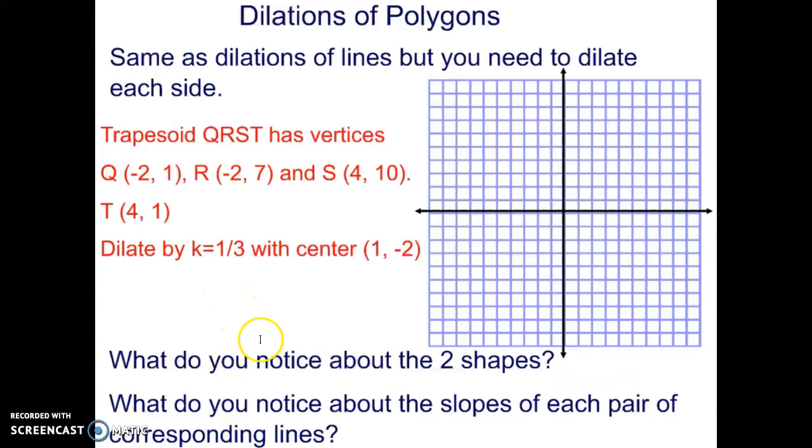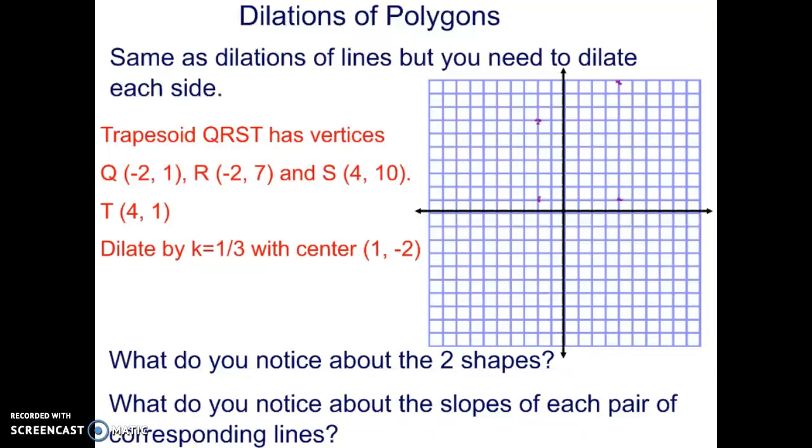This next one is very similar, except this one has a different dilation factor, so I want to make sure that we talk about that. So Q is at negative 2, 1. Let me put that in the right spot. R is at negative 2, 7. 2, 3, 4, 5, 6, 7. S is at 4, 10. 1, 2, 3, 4. 1, 2, 3, 4, 5, 6, 7, 8, 9, 10, all the way at the top. That's right. And T is at 4, 1.